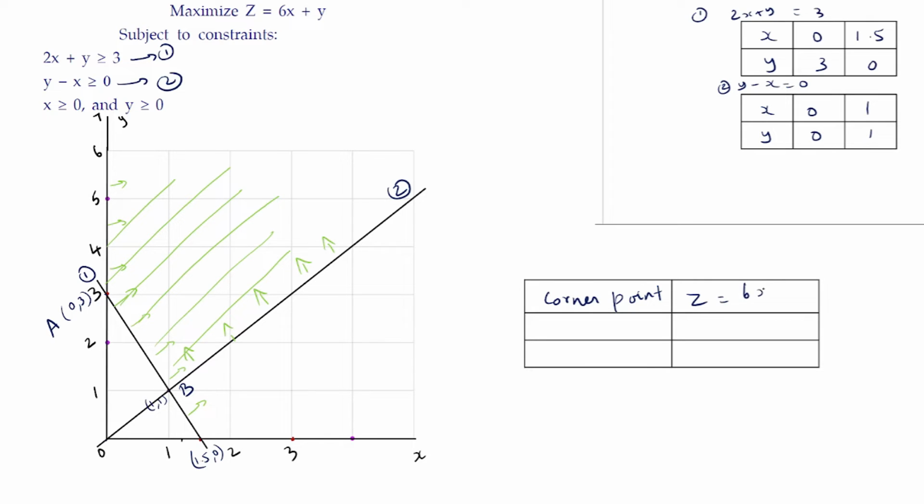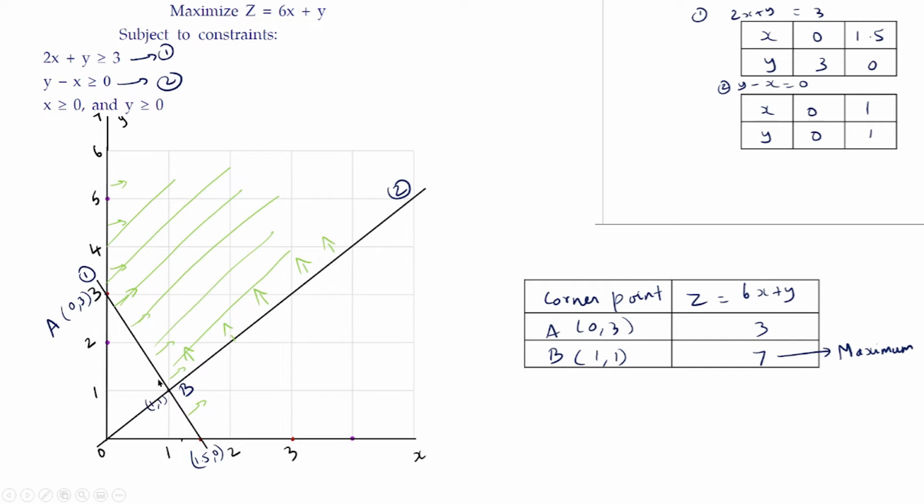Z is equal to 6x plus y. So at A (0, 3), the value of z is 3. And the next corner point is B (1, 1). The value of z is 7. So here we can see that among these two, the maximum value is 7. So this is maximum.